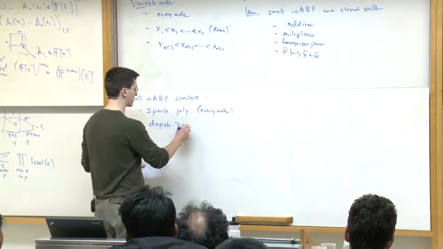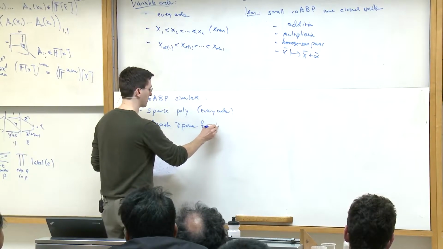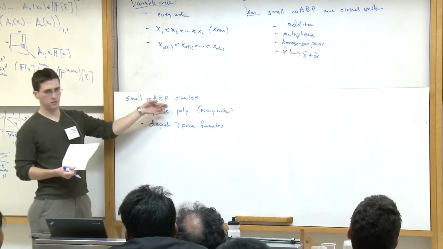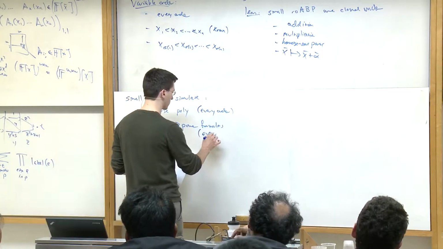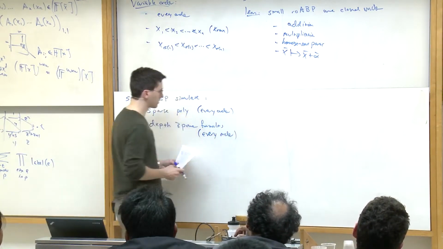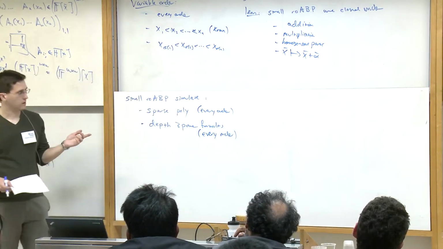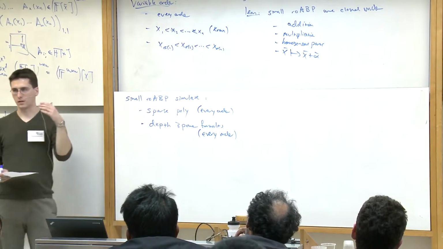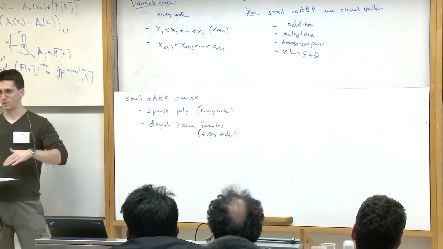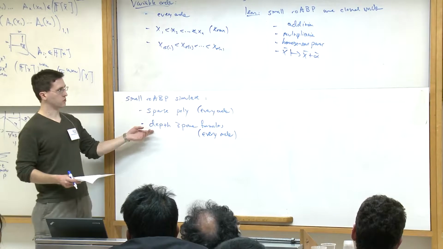Depth 3 powering formulas are also computable by small read-once ABPs, and they're also computable by small read-once ABPs in every order. And the proof of this was basically given by Ankit, where he showed that this duality trick of Saxena converts a depth 3 powering formula to a sum of products of univariates. Okay, and that basically gives you the read-once ABP.